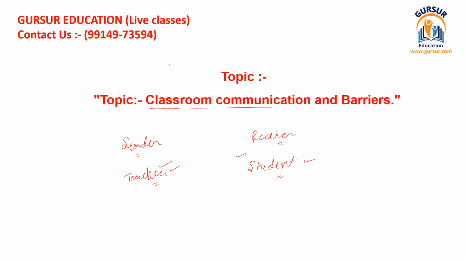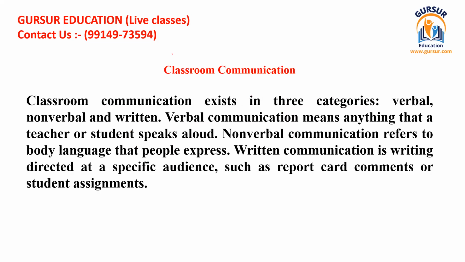Now we move further and see what there is for us to learn in this specific lecture. So what is classroom communication? Classroom communication exists in 3 categories. There are 3 categories in which classroom communication can be held. So what are these 3 categories? All these 3 we have already understood: verbal, then non-verbal, then written. There can be 3 kinds of communication in the classroom.